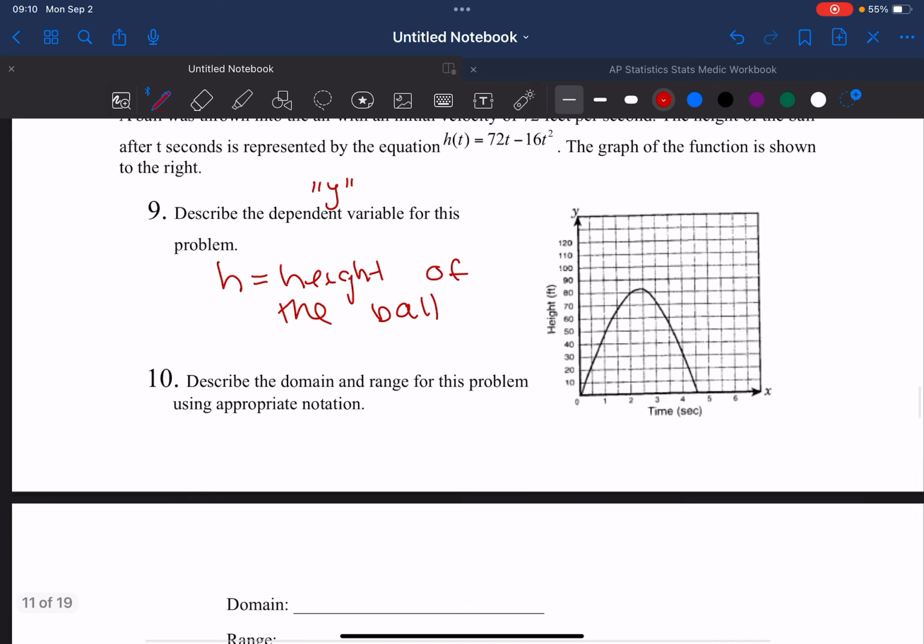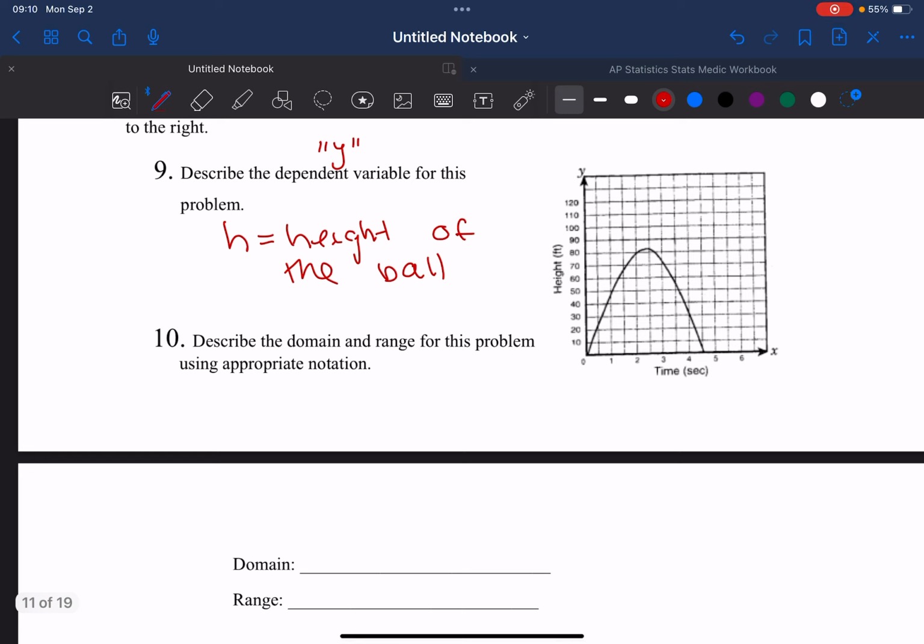Then it wants us to describe the domain and range. So looking at the domain of this function, from left to right, we see that the ball starts at 0. That's the amount of time and the height that the ball starts with. If we haven't thrown the ball, it hasn't reached a height, and we haven't started our time. And then it goes all the way to about 4.5 seconds. So it would be 0 to 4.5. We're doing brackets on both ends because we can include times that are 0 and we can stop at a time of 4.5.